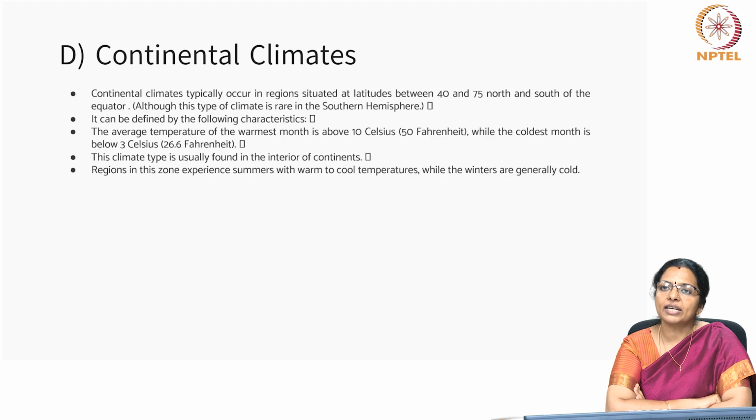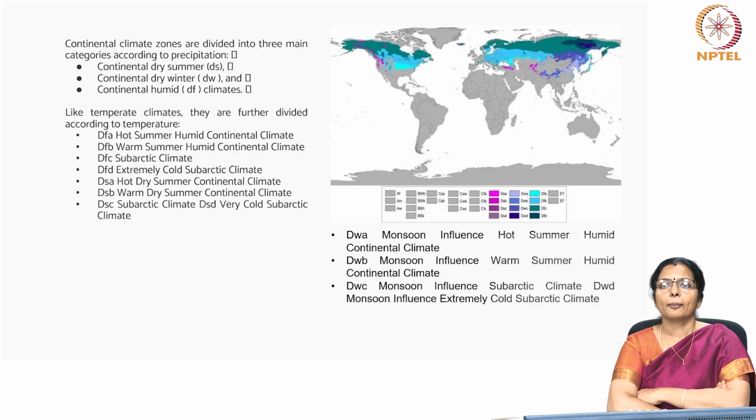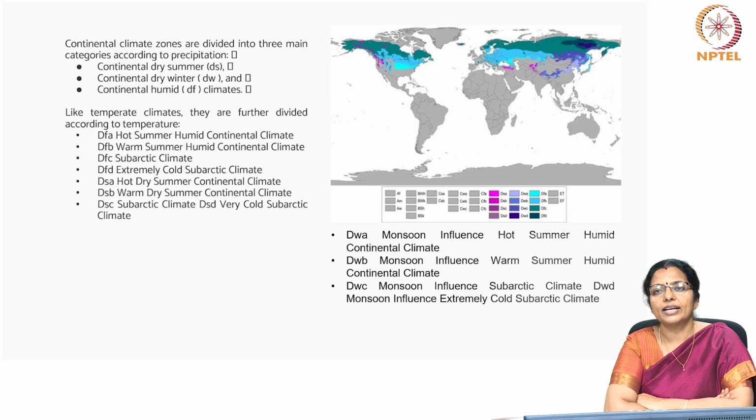Understanding continental climates helps us appreciate the distinct seasonal variations experienced in these interior regions, which can influence everything from agriculture to daily life. The continental climate zone is divided into 3 main categories according to precipitation. You have the continental dry summer, which is DS, continental dry winter, which is DW, and continental humid zone, which is DF. Like temperate climates, they are further subdivided according to temperature.